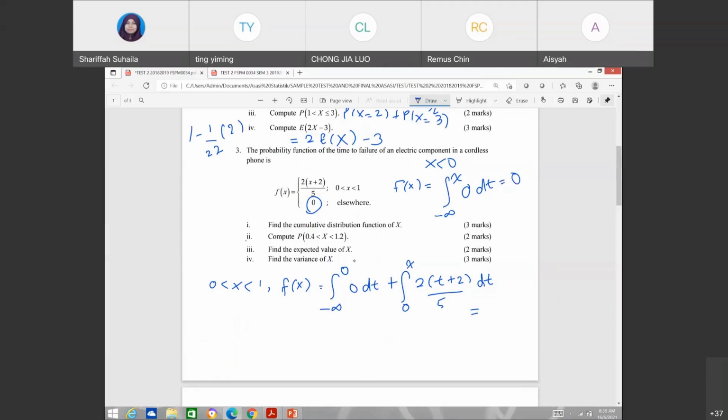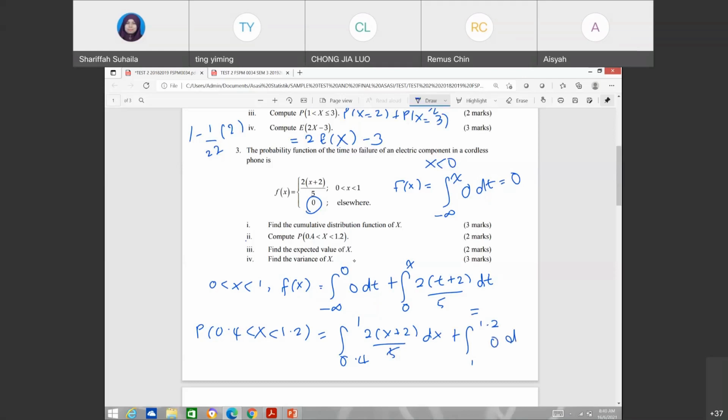Use the density function. Okay, probability 0.4 less than x less than 1.2. You will have 0.4 up to 1, 2x plus 2 over 5 dx. Okay. And then plus 1 up to 1.2 is 0 density.